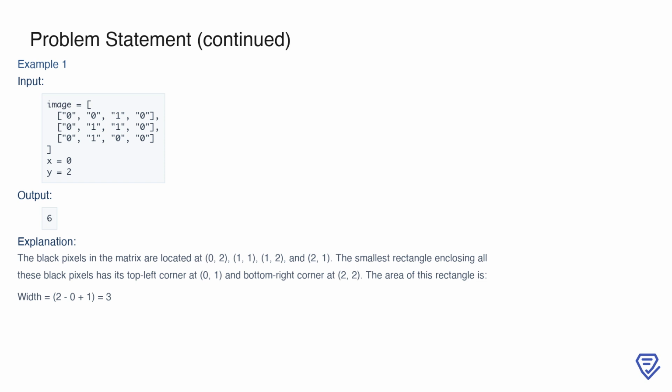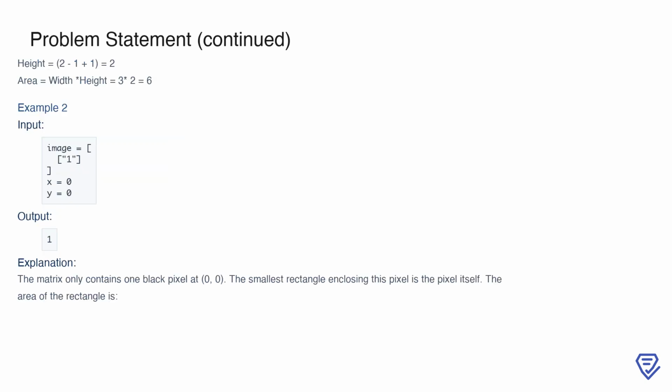To determine the width of this rectangle, we subtract the column indices 2 and 1 and add 1. This gives us a width of 3. Next, we compute the height of the rectangle. The top pixel is at row 0, and the bottom pixel is at row 2. Subtracting these row indices and adding 1 gives us a height of 3. The area of the rectangle is then calculated as the product of its width and height, which is 3 multiplied by 2, resulting in an area of 6. This means the smallest rectangle enclosing all the black pixels has an area of 6.